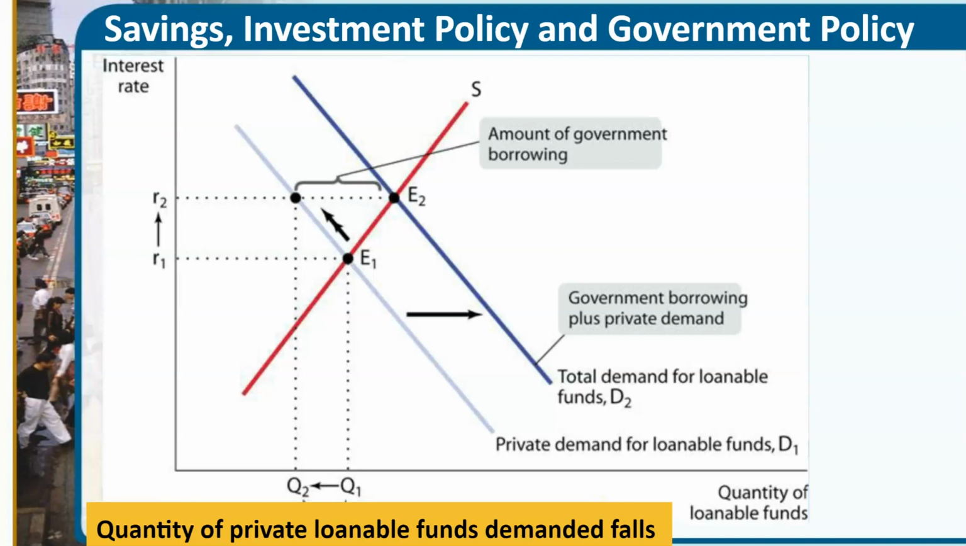So they're going to conduct a sale, if you will. They're going to sell bonds in order to borrow this money that they'll eventually pay back to people. Well, what's going to happen here is that the demand for loanable funds is going to increase. It's going to shift rightward.